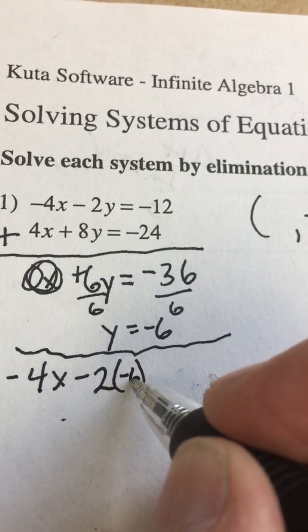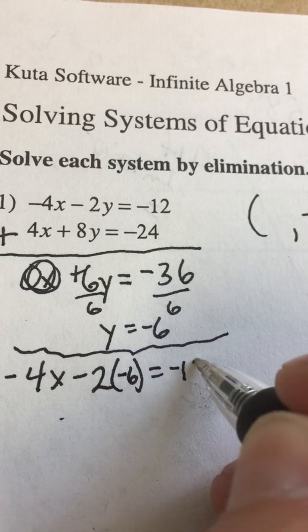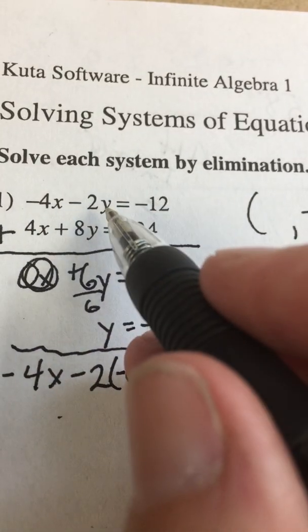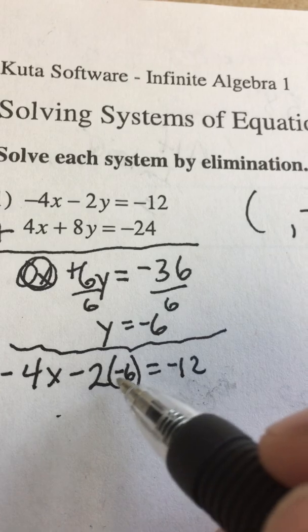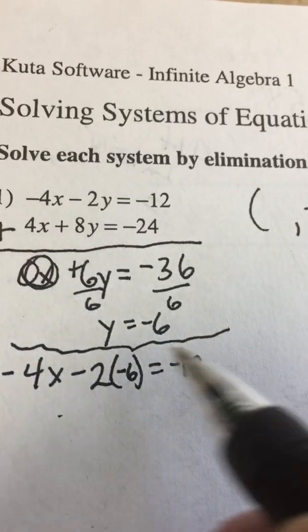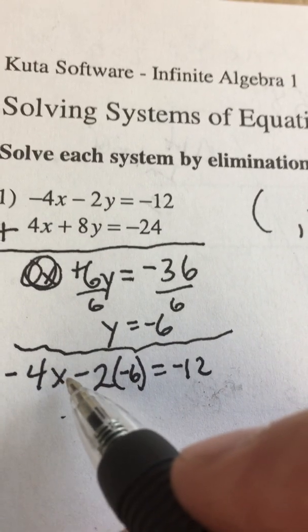Negative 2 times negative 6 equals negative 12. So all I did was copy this equation down, and where the y was, made parentheses, and dropped my y number in that I know. Now I have an equation that only has x in it, and I can solve for x.